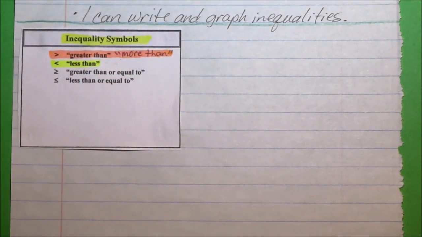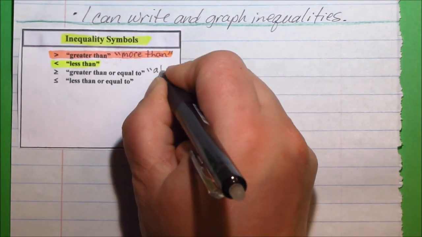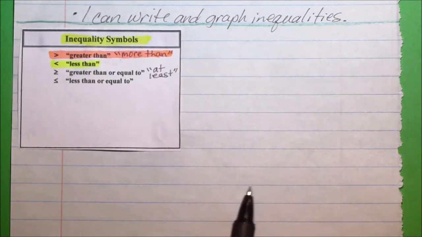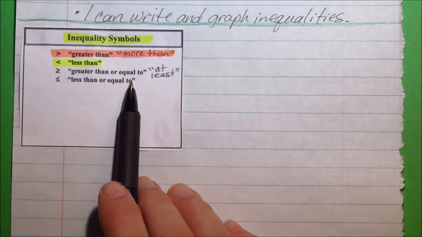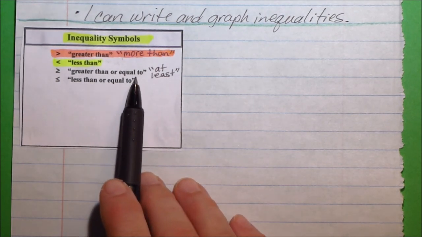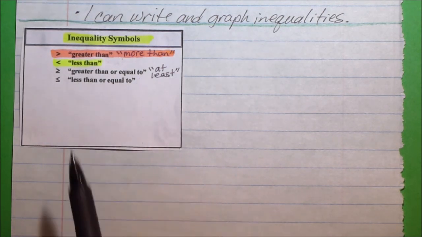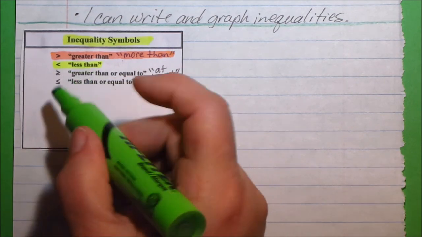All right, now greater than or equal to. This one we commonly see at least. And it confuses kids because they see the word least and they think less. Well, greater than or equal to is more than whatever number we're talking about. And the words at least mean the same thing as greater than or equal to. All right, I'm going to highlight that one in green.